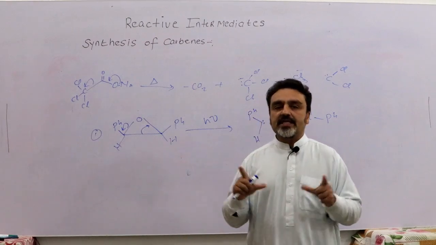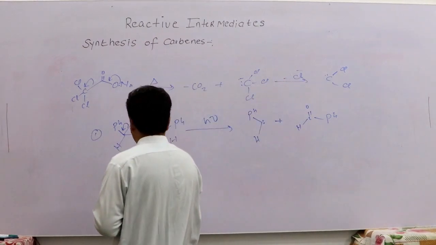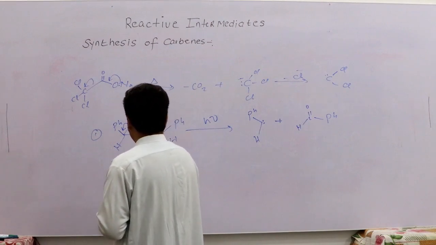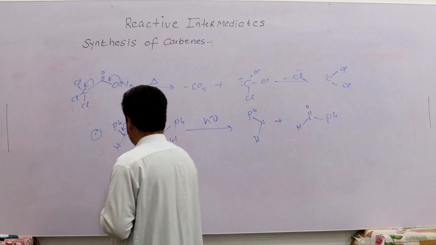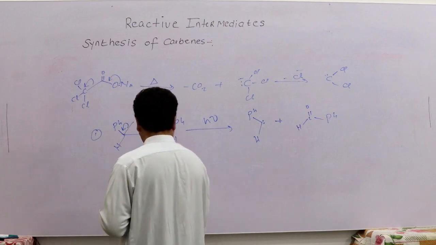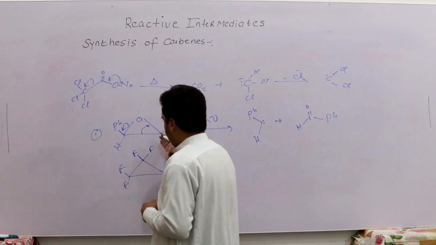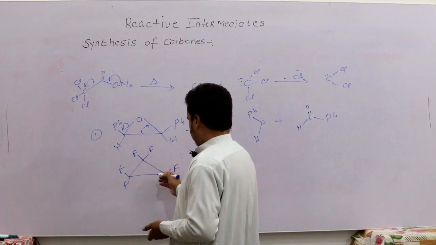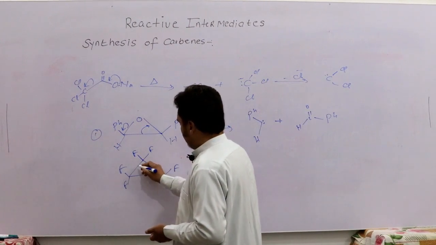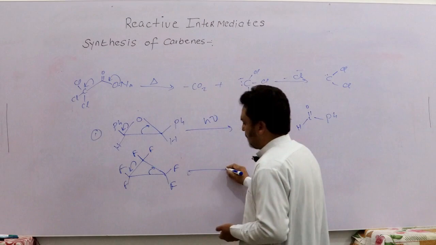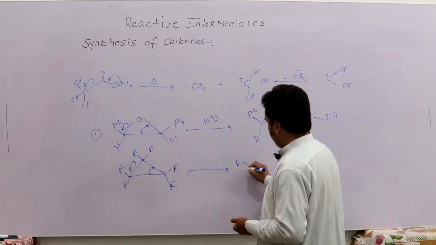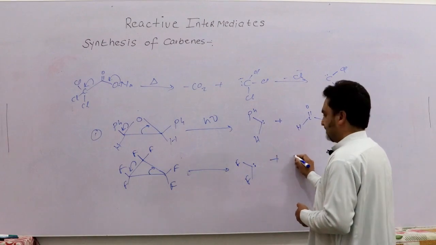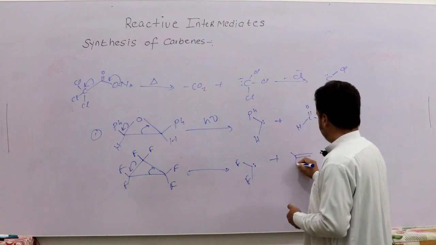Another strained ring can be utilized to produce the carbene. This is another method. Again, the same type of method as here. It will go here and it will come there, and you have two molecules produced, a difluorocarbene plus this thing.